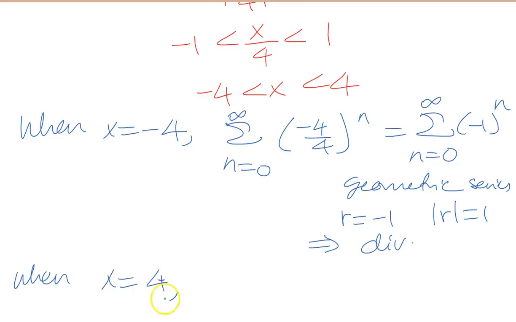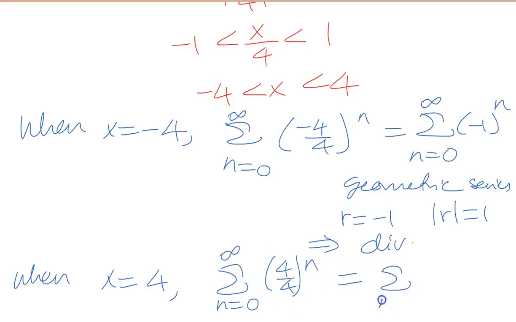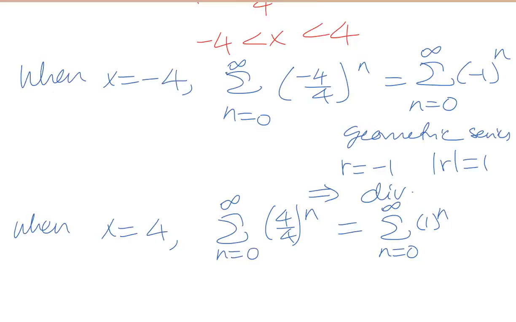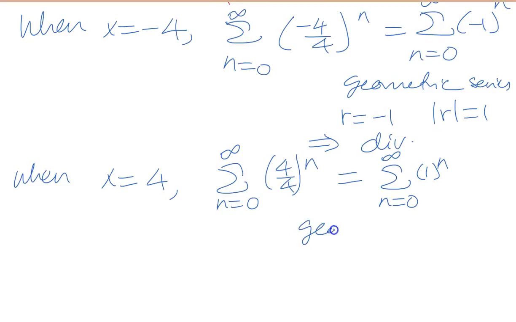Now check the other endpoint. When x is 4, go to the power series and replace x by 4. So x over 4 becomes 4 over 4 to the n, which is same as 1 to the power n. That too is a geometric series, isn't it, guys?